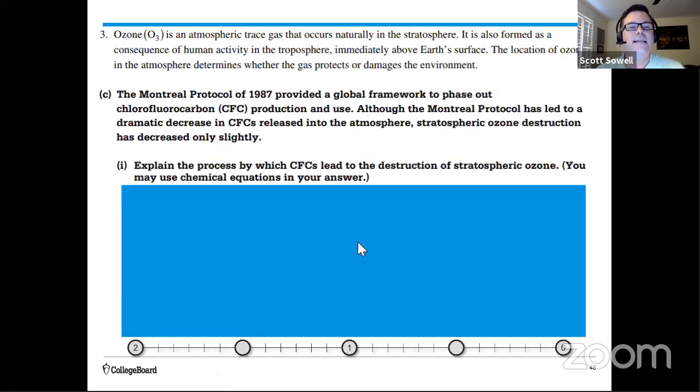All right, C says, the Montreal Protocol of 1987 provided a global framework to phase out CFC production and use. Although the Montreal Protocol has led to a dramatic decrease in CFCs released into the atmosphere, stratospheric ozone destruction has decreased only slightly. So I says, explain the process by which CFCs lead to the destruction of stratospheric ozone. You may use chemical equations in your answer. So it says may, you don't have to. So take 1 minute and explain on your paper how CFCs destroy stratospheric ozone.